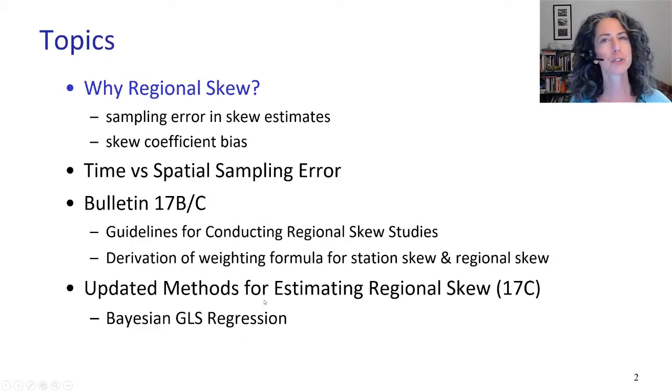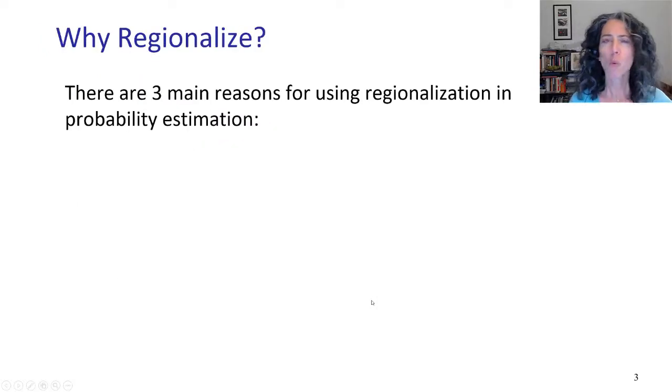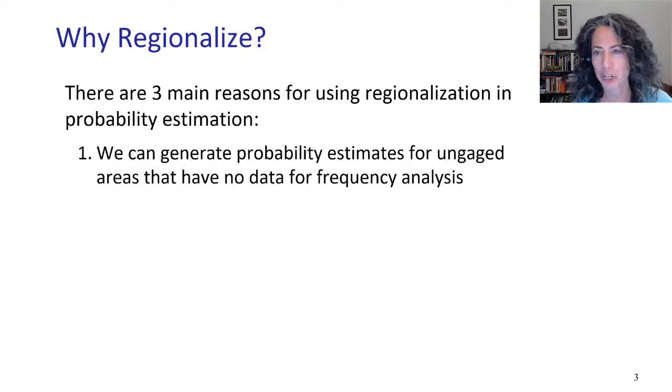Right, so starting with why regional skew as our first topic. So why do we regionalize at all? There's three main reasons for regionalization when it comes to probability estimation. The first one is sometimes we don't have any data at all. If we don't have a gauge and we need to estimate something like a flood frequency curve, then regionalizing our information from the surrounding sites that do have gauges can give us information for the site of interest.